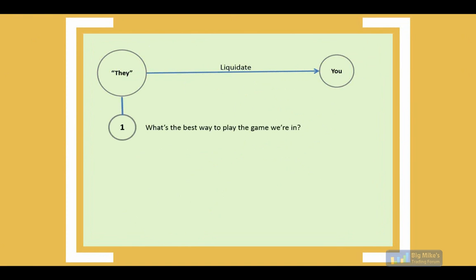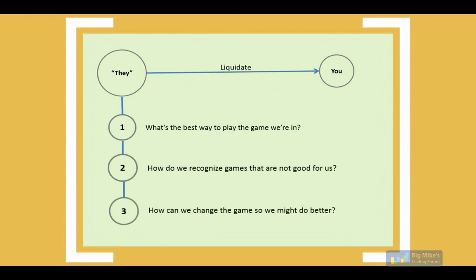They're going to ask, what's the best way to play the game that we're in? And how do we recognize games that we're not so good at? And if we get stuck in that type of game, how can we change the game so we might do better? Novice traders don't ask these questions. Instead, they ask things like, does this setup work in every market, in every time frame? You know, it's insanity. Zero concept of alpha, risk, or market regime. They're just looking for ways to game the system instead of models to understand the game.